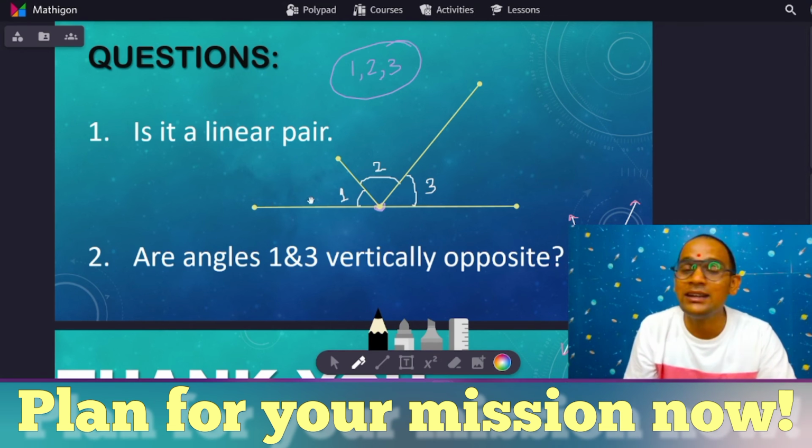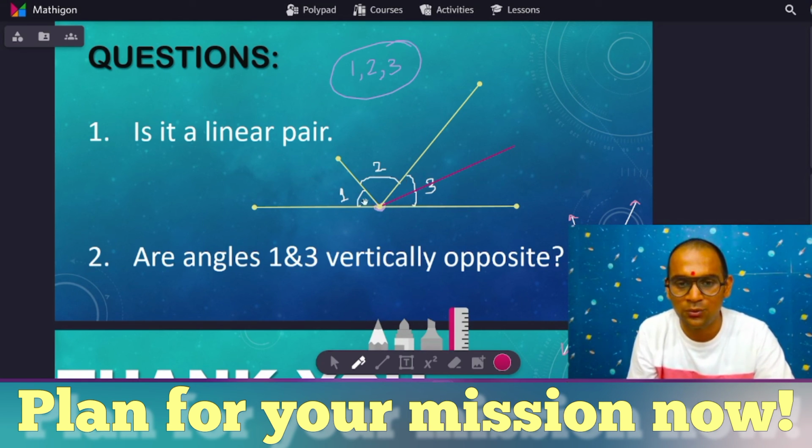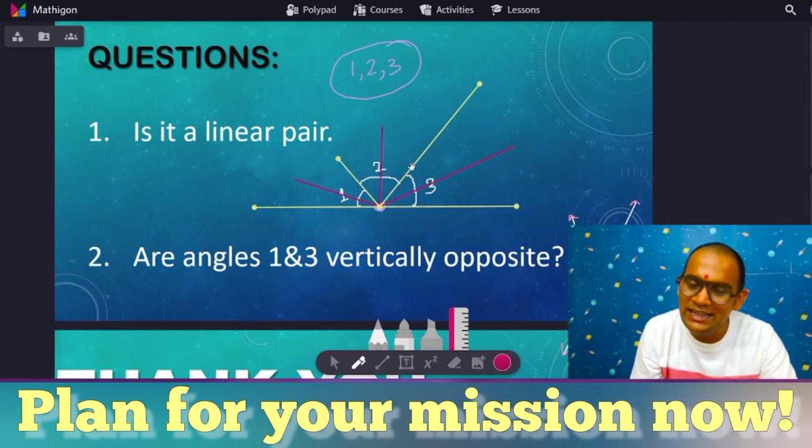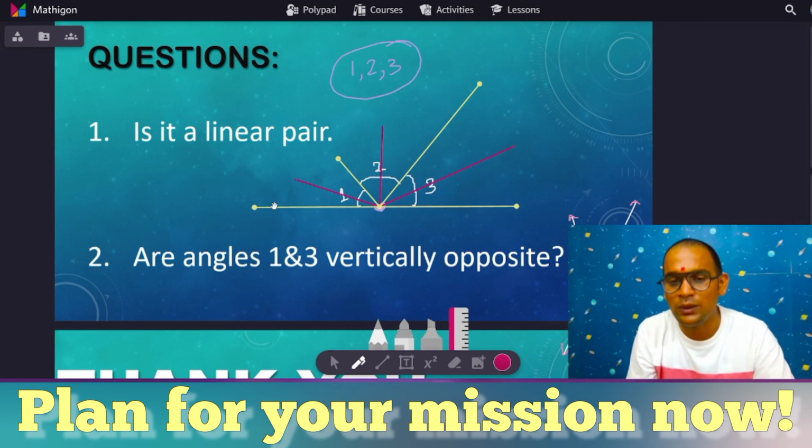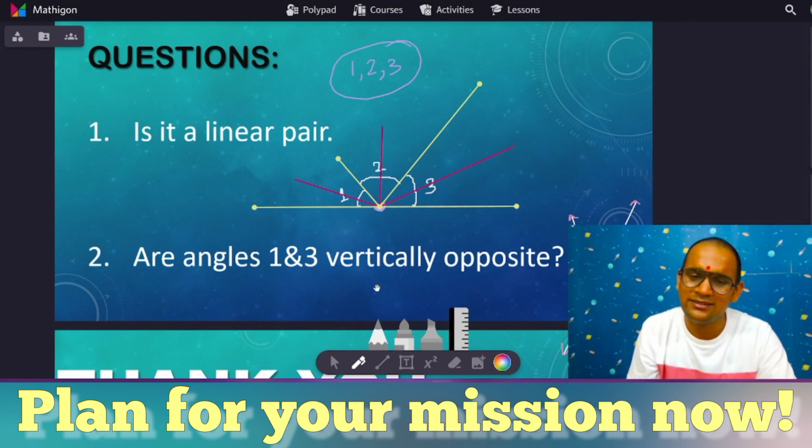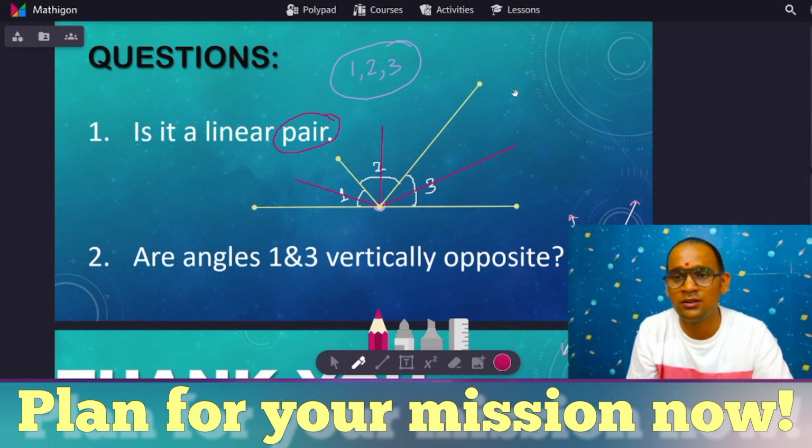Why? Because no matter how many adjacent angles there are, if they form a straight line, they will always sum up to 180 degrees, even if you make some more angles over here. I've made almost 1, 2, 3, 4, 5, 6. Even in this situation, it will form 180 degrees. Rather, we'll not call it a linear pair. We will call it angles which sum up to 180 degrees, because pair is a word which we generally use for only two angles. Okay, I hope that makes sense.